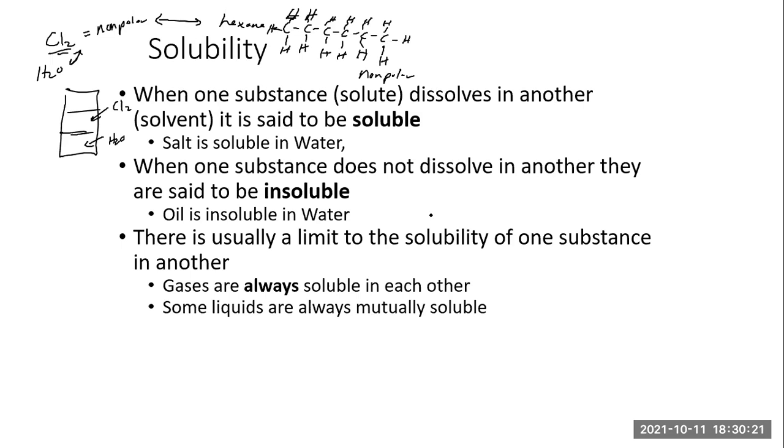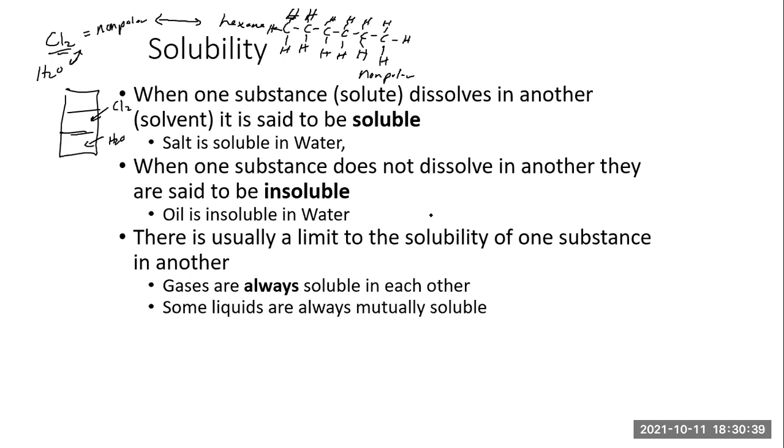There's usually a limit to the solubility of one substance in another. If you just take a ton of sugar, for example, and keep dumping it into a glass of water, at some point it will stop dissolving. There's only so much you can get to dissolve at a given temperature. It is temperature related.